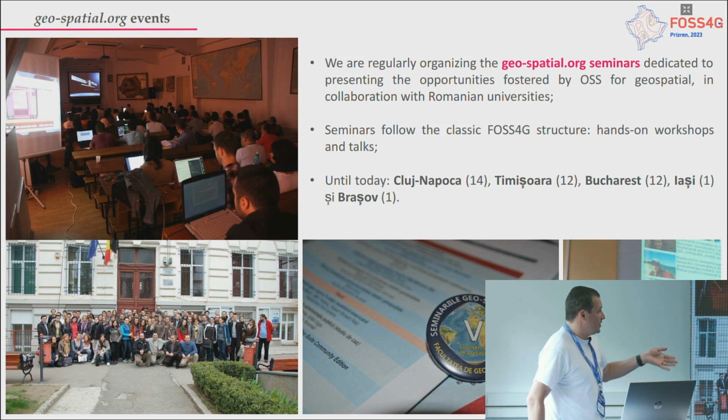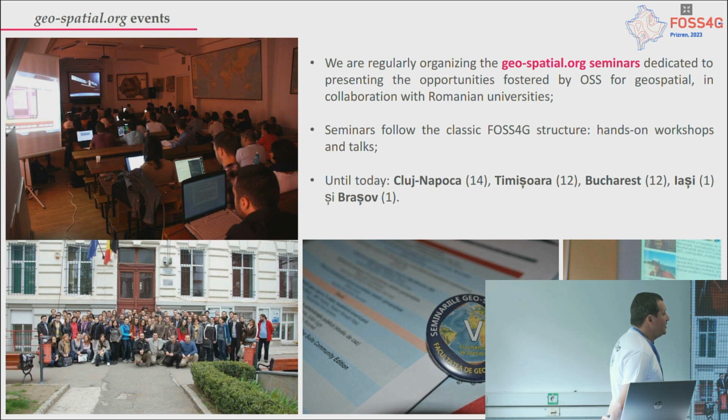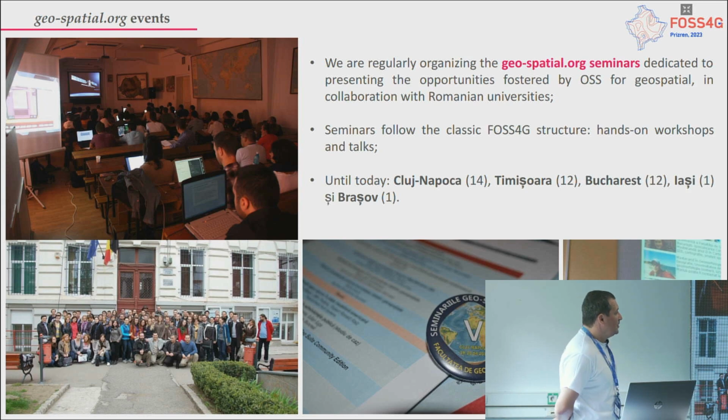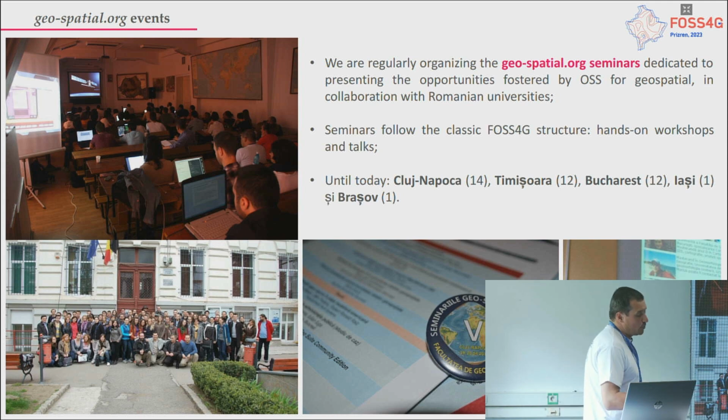So each year we have 3 events in 3 major cities in Romania, which are Timișoara, Cluj, and Bucharest. We started in Cluj, and that's why we had the most editions there, but now we are doing it each year. The events have between 100 and 160 people. Now, because of the pandemic, we are streaming all the events, and we have a richer audience because people are attending also online via YouTube and so on. We have the same things as in FOSS4G. We have talks, and then we have hands-on workshops.